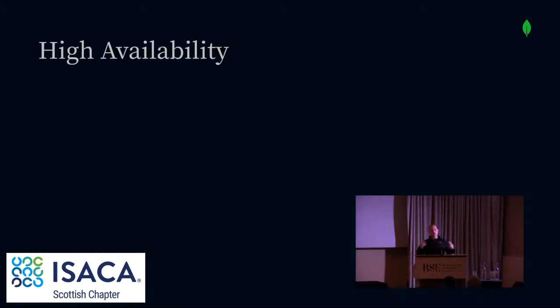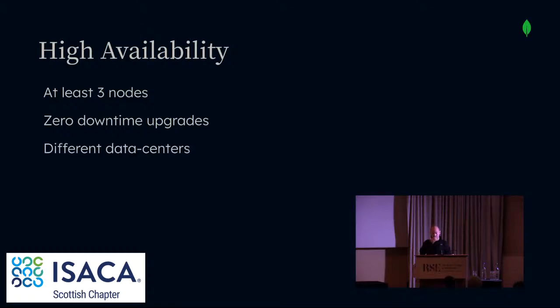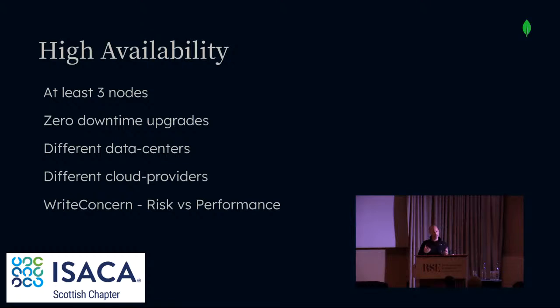So that's a quick whiz through high availability. You want at least 3 nodes. If you want to take one of those nodes out of the cluster or have one of those fail and still be high availability, you can have 5 nodes or 7. This provides 0 downtime upgrades. If you really want high availability, you should run these nodes in different data centers. You can run them in different cloud providers through MongoDB Atlas if you want to. And you should think about write concern when you're configuring your cluster to get the trade-off that you need with regards to risk versus performance in terms of data resiliency.